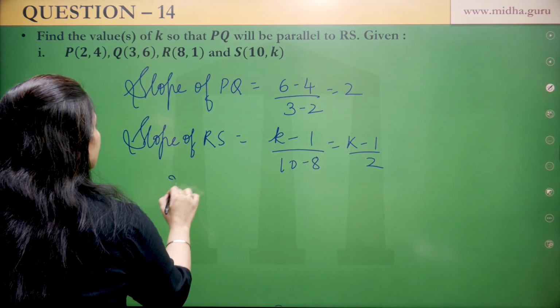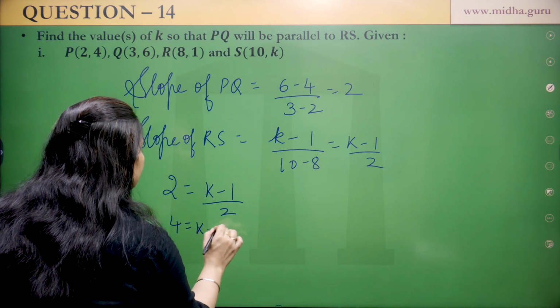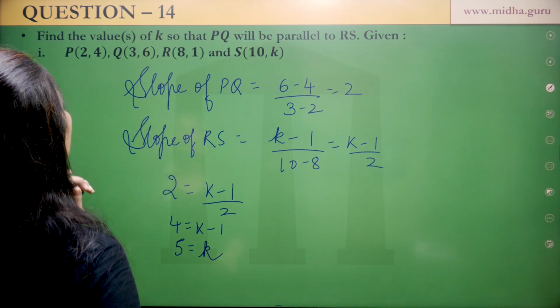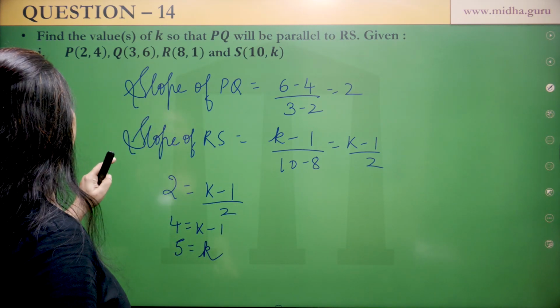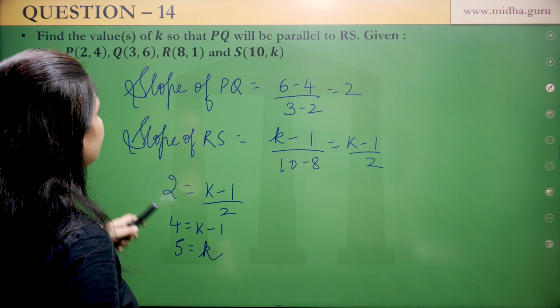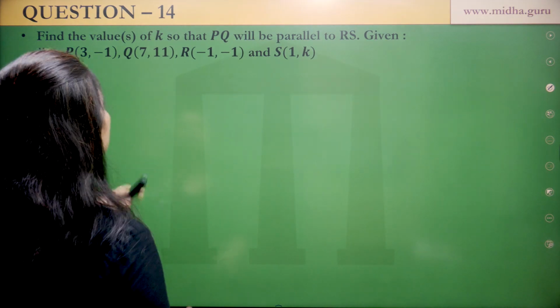So now the slopes are given as equal. So we are going to equate them and find out the value of K, which is 5. In this case, the value of K is 5. Next question. Find the value of K. Again, PQ is parallel to RS.